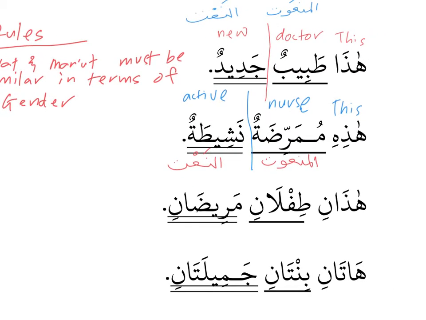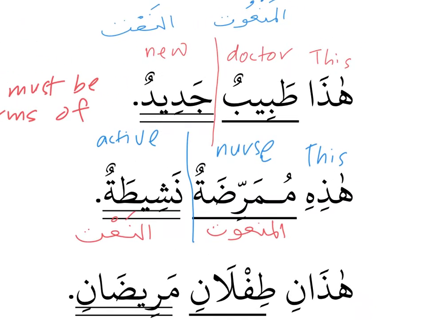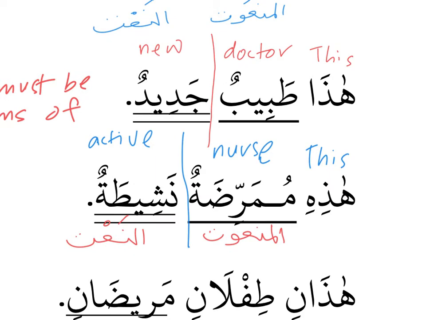Now we look at the second aspect. Okay, let us go back to these two examples. In the second aspect, if you look at the word tabib, not only is this mudhakkar, but this is also in the mufrad form, a doctor. When the mawsuf, the man'ut, is in the mufrad form, the adjective or the na'at must be in the mufrad form as well.